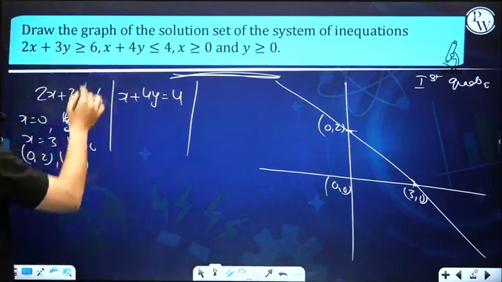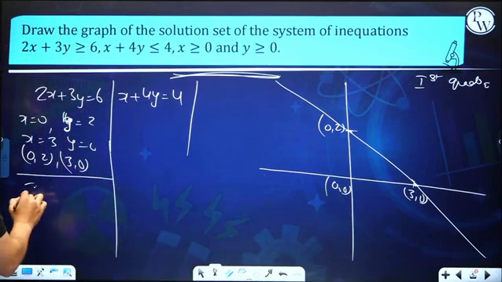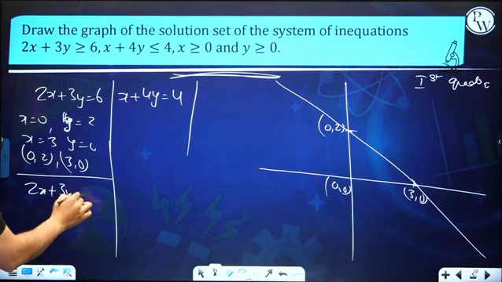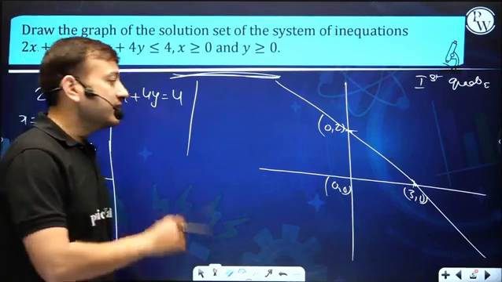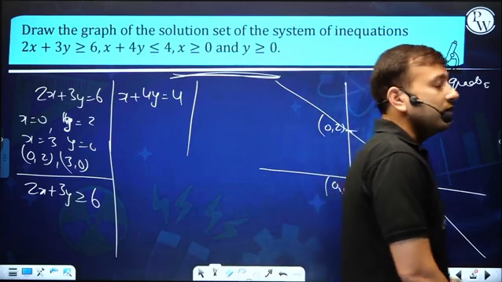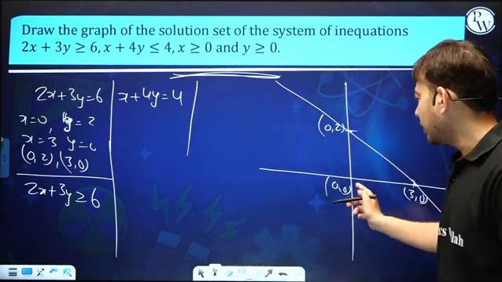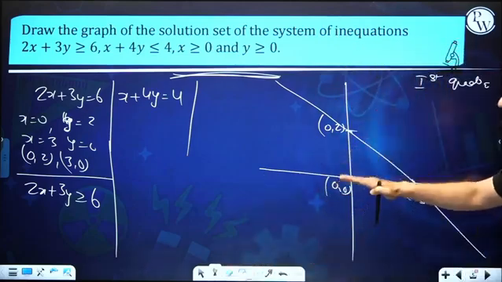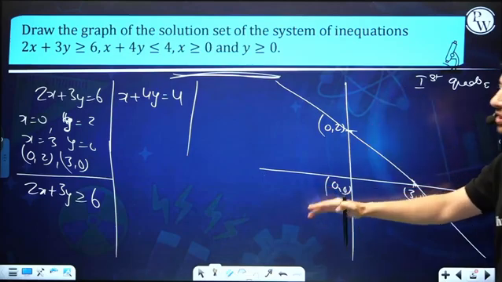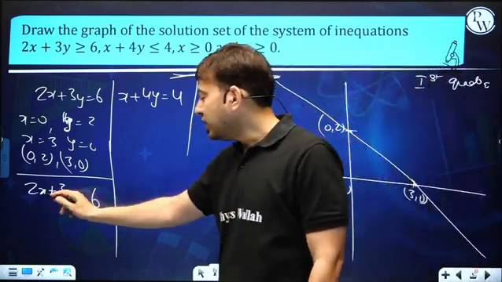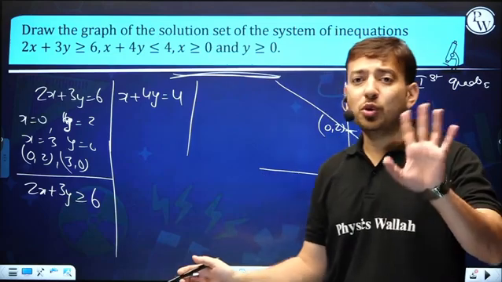But I need greater than 6. You need 2x plus 3y greater than 6. Now, put any point. Always preferable, put 0, 0. Because now there are two regions, sir. This is one region, this is one region. So I'll take one point, 0, 0. Sir, is 0 greater than 6? No.